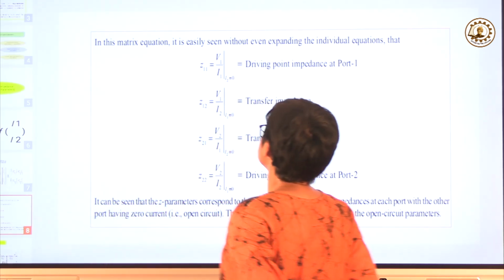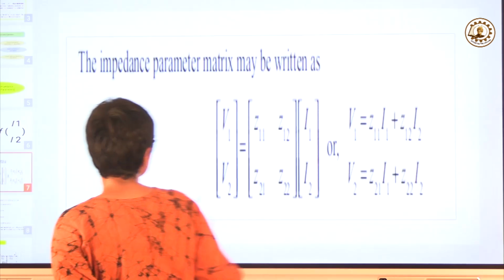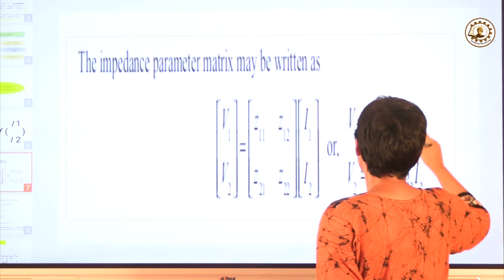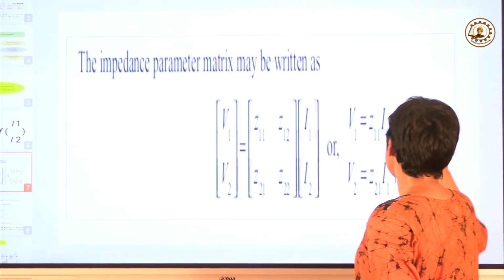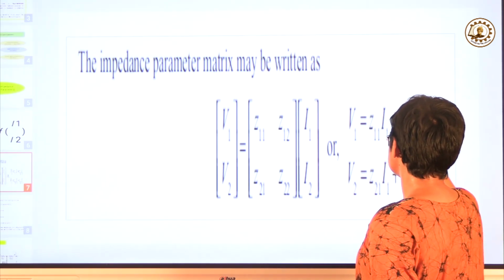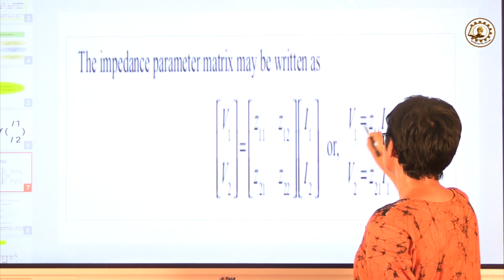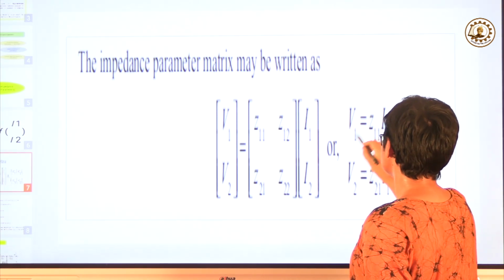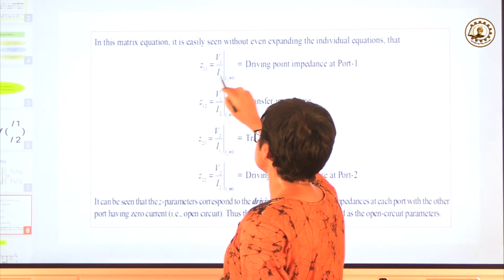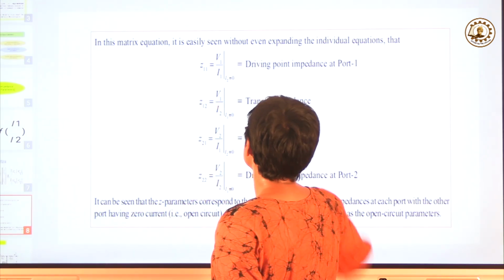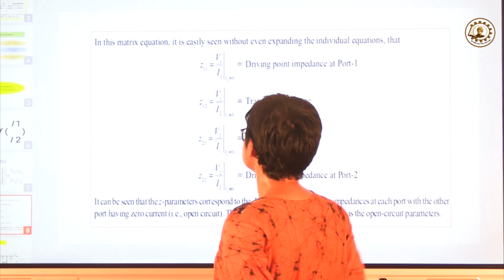Let's define these terms. Z11 equals to, now if I have to find out Z11, we have to make I2 0 in this expression. Now if we make I2 0, this full part will be 0. So Z11 equals V1 by I1 at I2 equals 0. So that is what is written over here, V1 by I1 at I2 equals 0. The name of this parameter is driving point impedance at port 1.